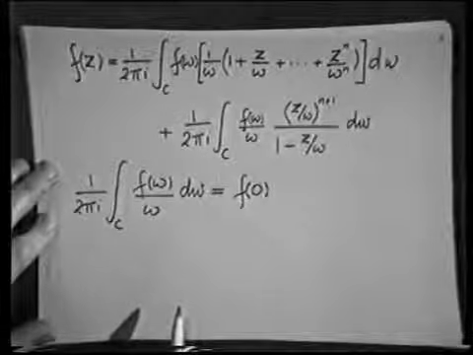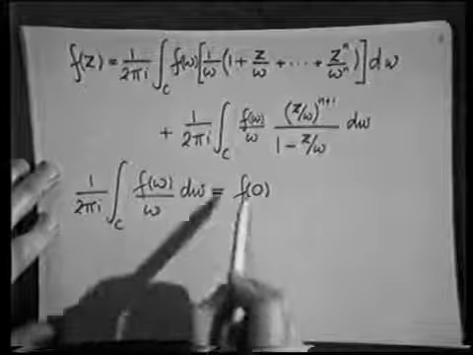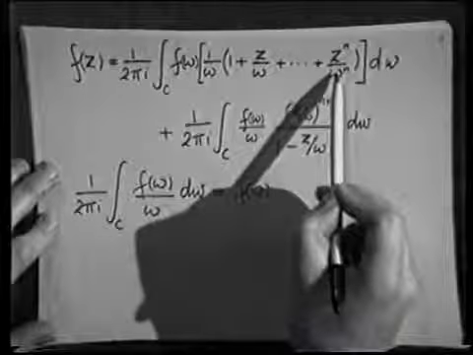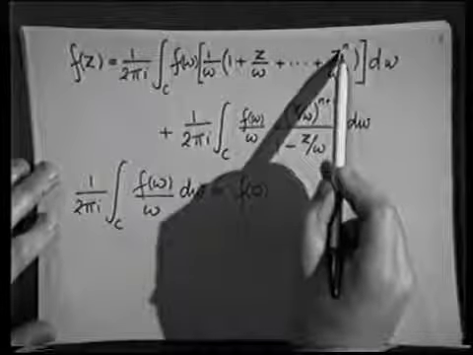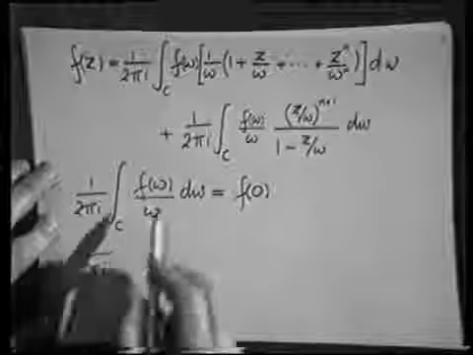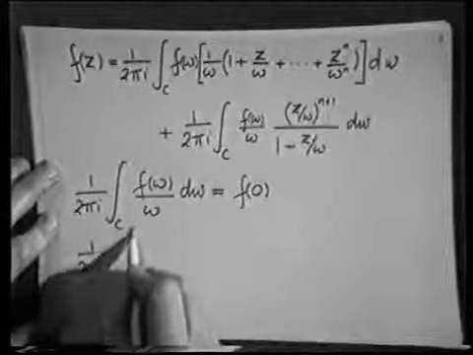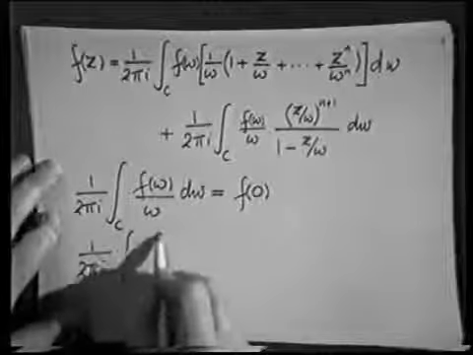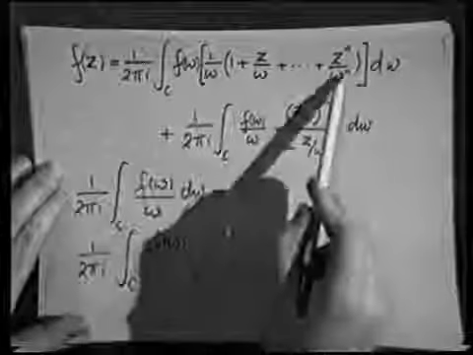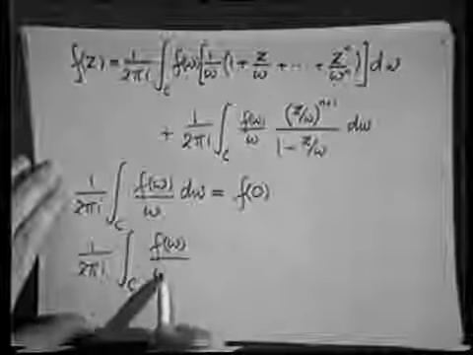If it isn't f at 0, then we've made a mistake, because we know what we've got to get from that term. It's got to be the first term from the Maclaurin series. Now, the term with z to the n in it. Well, that corresponds to this integral, 1 over 2 pi i, picking up that term from the series, integral around C, f of w.